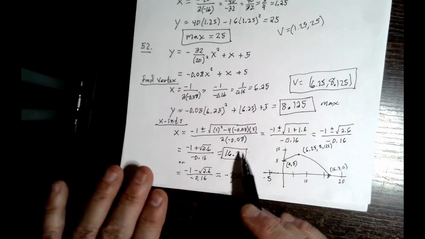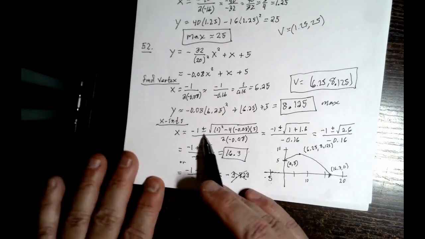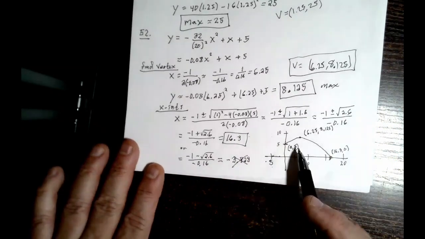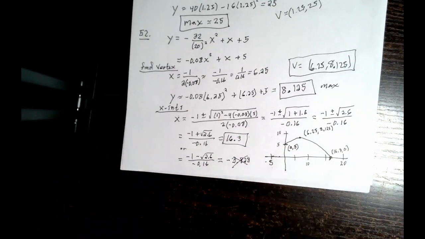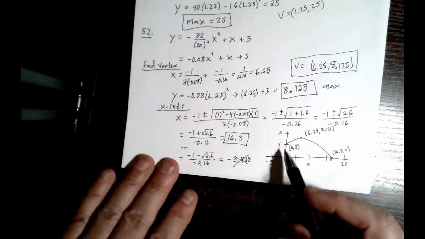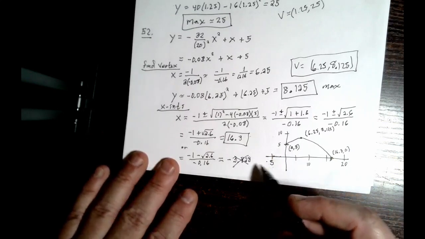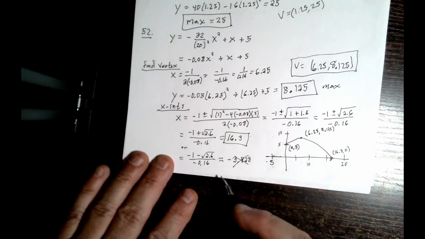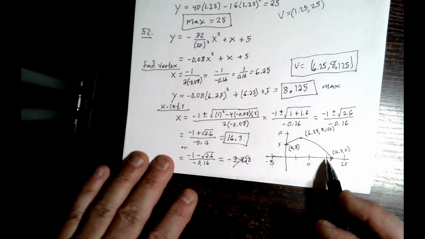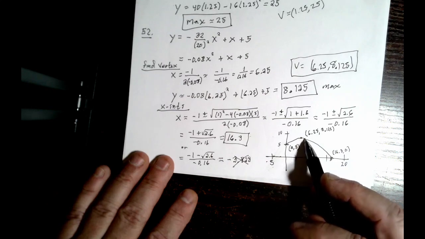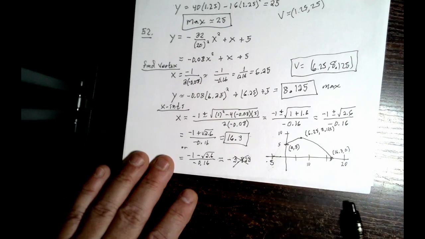Okay, and now how do you find your x-intercepts? You figure out your a, b, and c, and you plug them into the formula. This is a problem where I think we're throwing a ball. Yeah, so you can't throw the ball in a negative direction. So we're ignoring the negative 3 number, and we only get the positive number at 16.3. It reaches a peak at x equals 6.5, and its peak is 8.125 feet, and the length of the throw is 6.25.